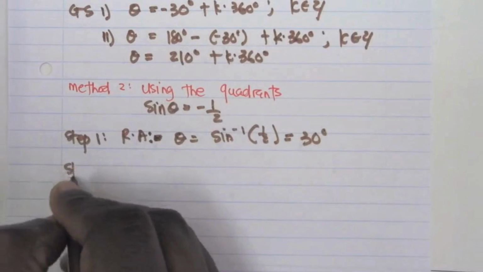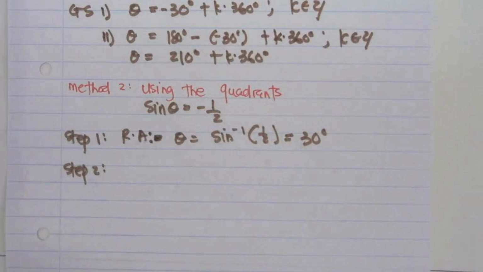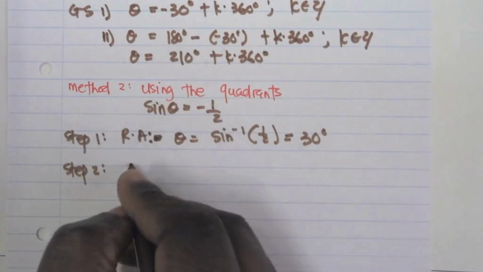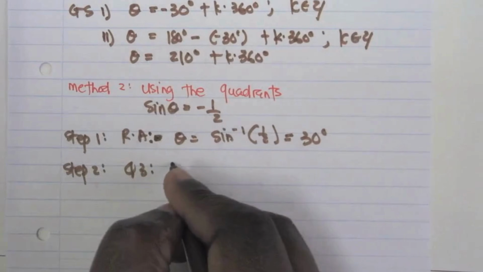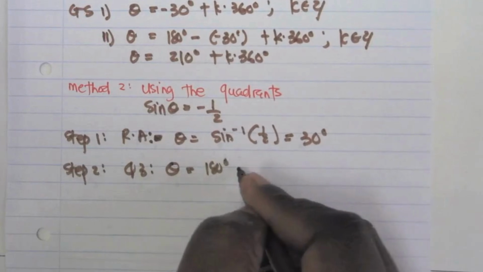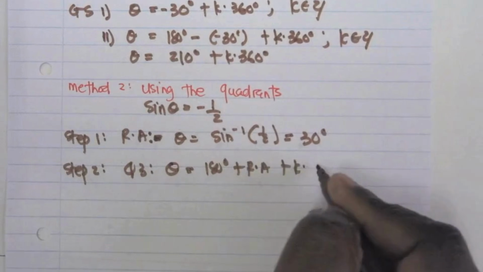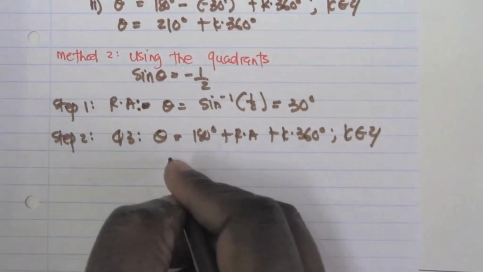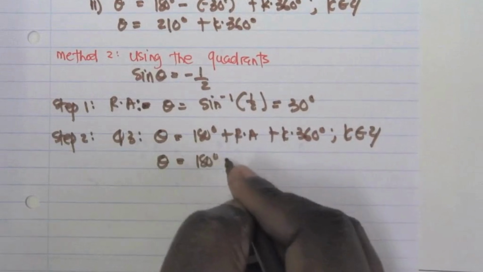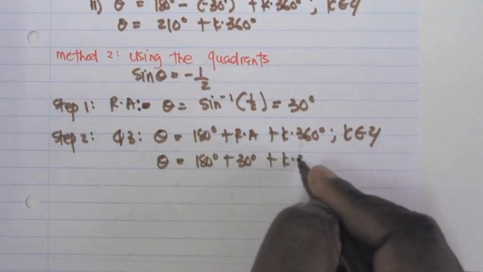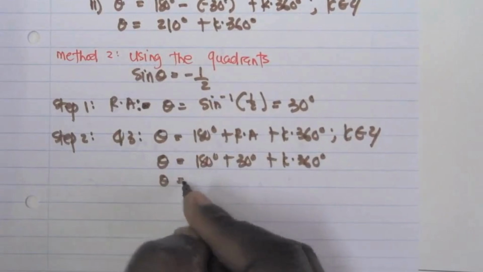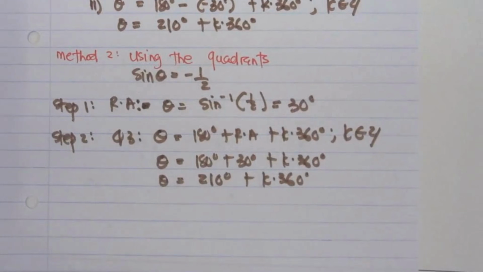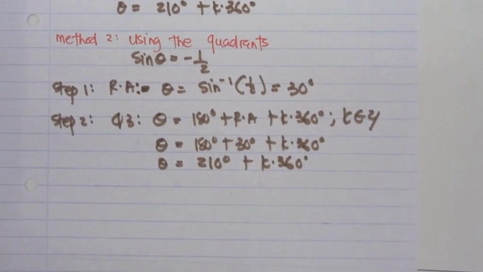Then in step 2, I need to check the quadrants where sine theta is negative. And you can see that sine is negative in the third quadrant. So I'm going to write here, where k is an element of integers. Then I substitute. And my final answer is going to be, when I use the third quadrant.